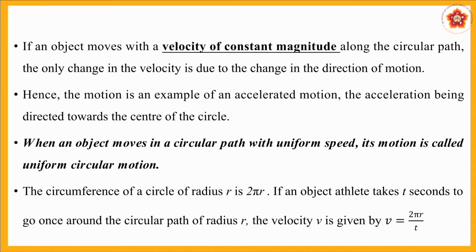So why is it directed towards the center of the circle? We will discuss more of this in the third unit of physics, that is gravitation, where we will be able to understand what makes this object move along a circular path, what provides the circular motion to that object. When an object moves in a circular path with uniform speed, its motion is called uniform circular motion.